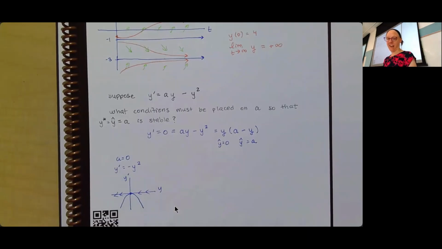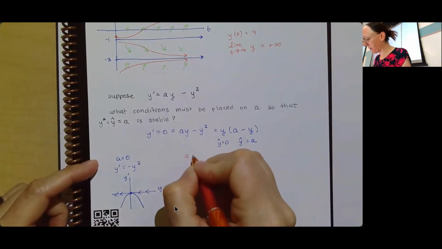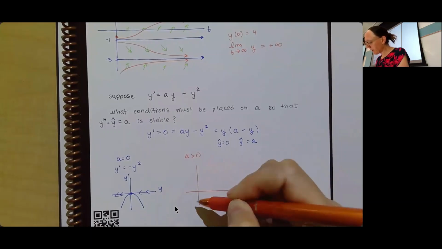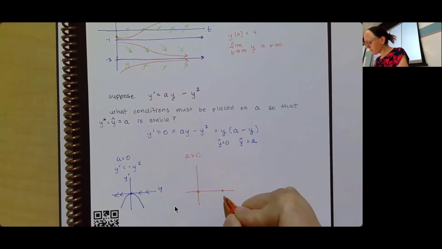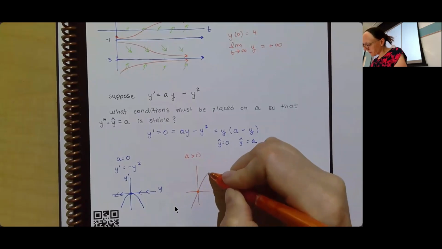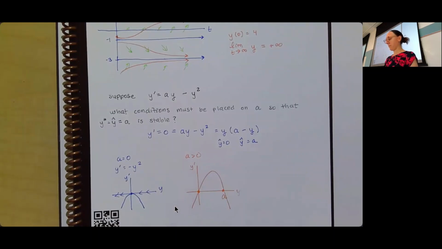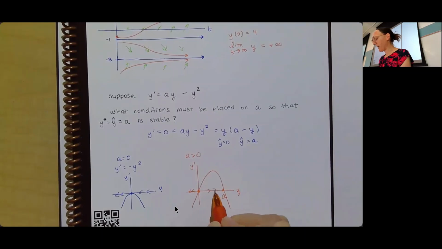So now if I think about letting A be positive. So if A is positive, then my curve is kind of shifted over. And now if I'm looking at my phase plane stuff, I'm going left, I'm going right, I'm going left. So this one works. That's stable.